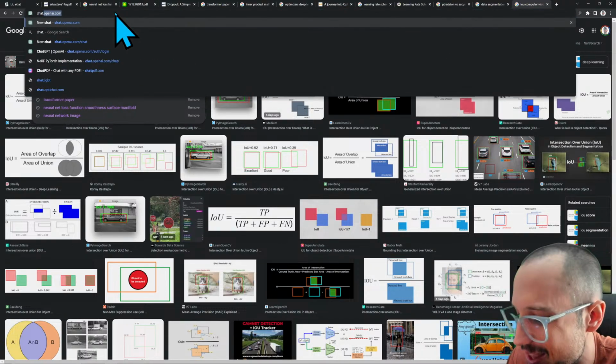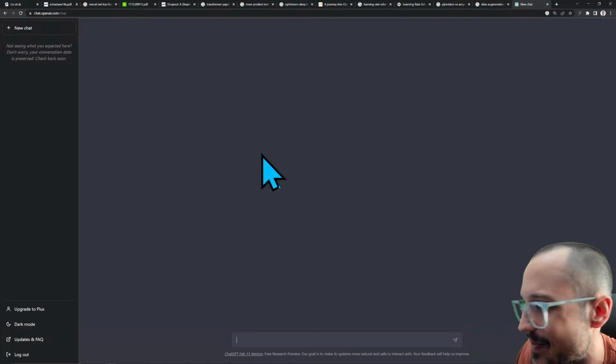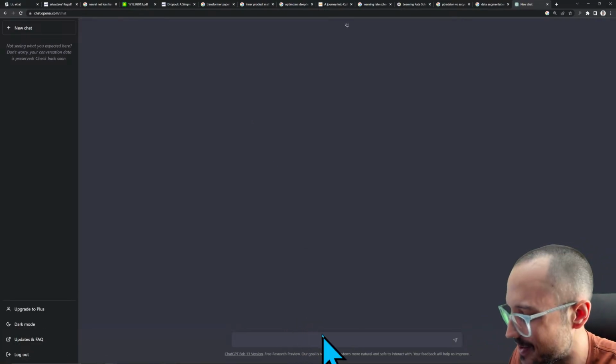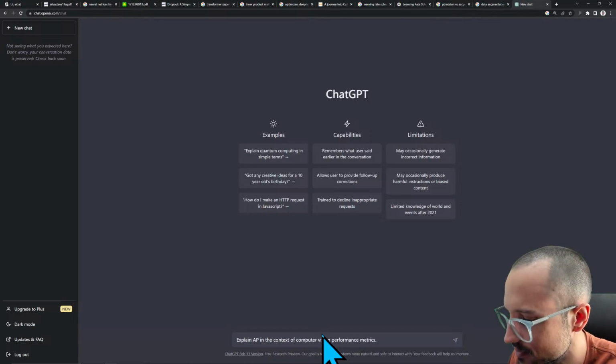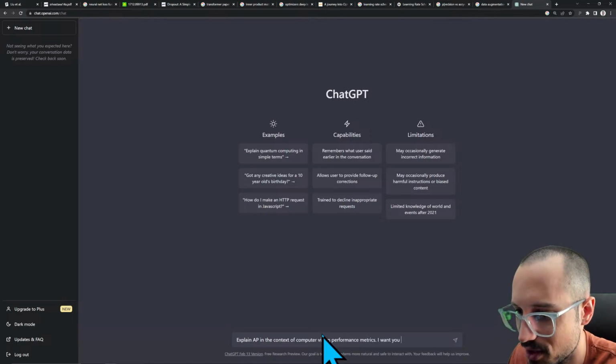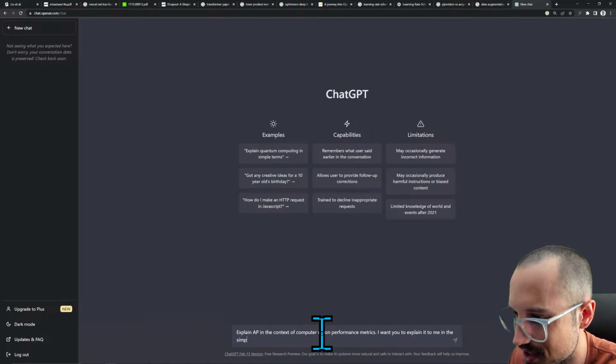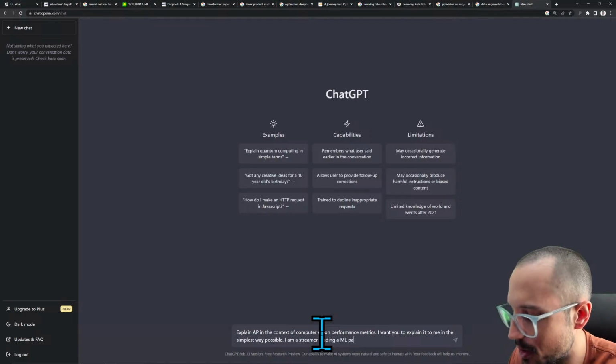Theo, I'm going to come. This might not be exactly the answer that you want, but here's what we're going to do. Explain AP in the context of computer vision performance metrics. I want you to explain it to me in the simplest way possible. I am a streamer reading an ML paper online, and I want my whatever, leave it there. Let's just do this.